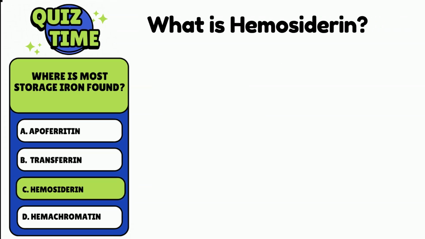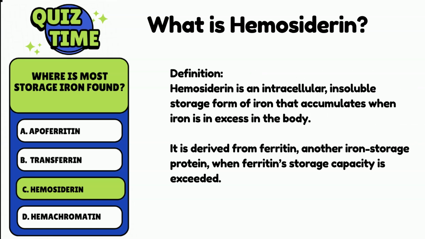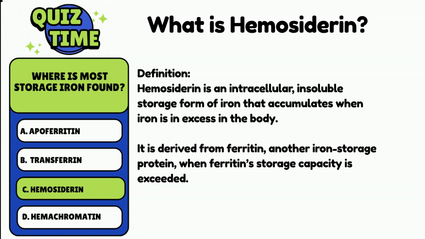The answer is C. Hemosiderin is an intracellular, insoluble storage form of iron that accumulates in tissues primarily when there is excess iron in the body. It is derived from the breakdown of ferritin, another iron storage protein. Here are some key points of hemosiderin.